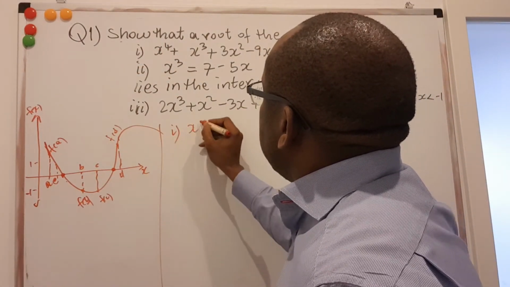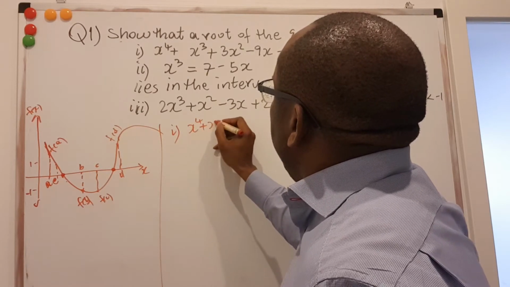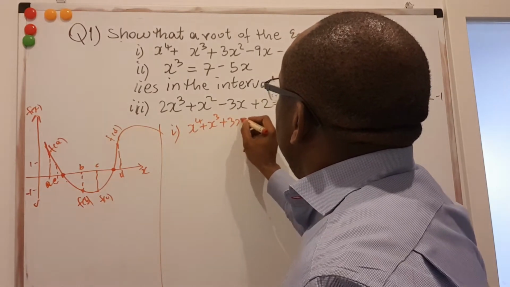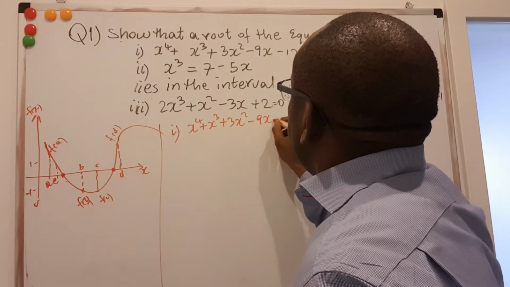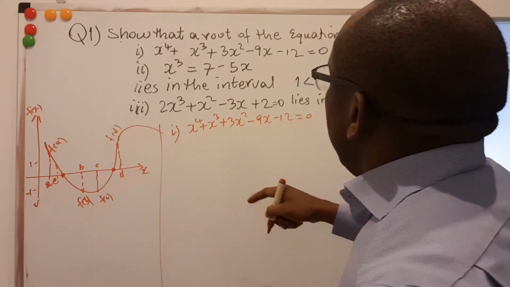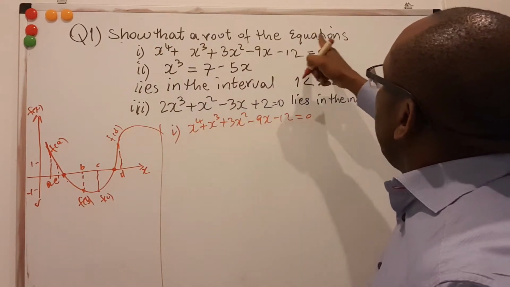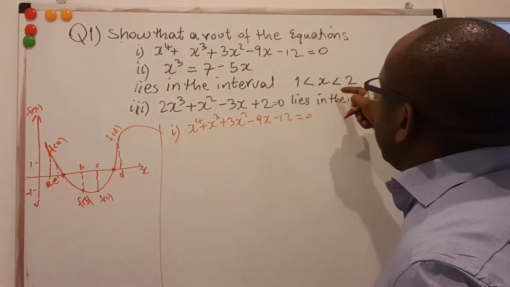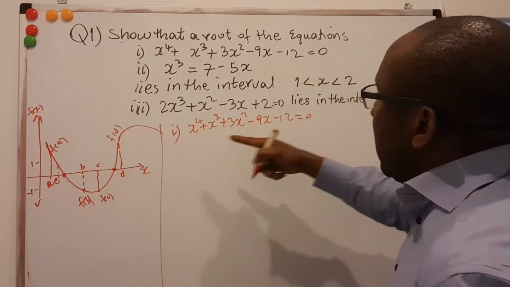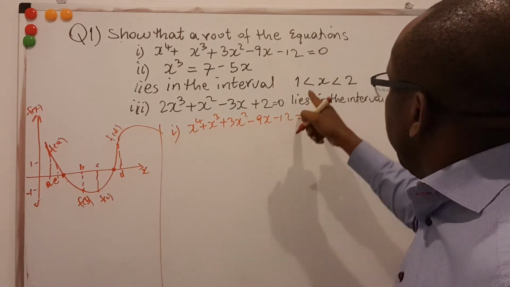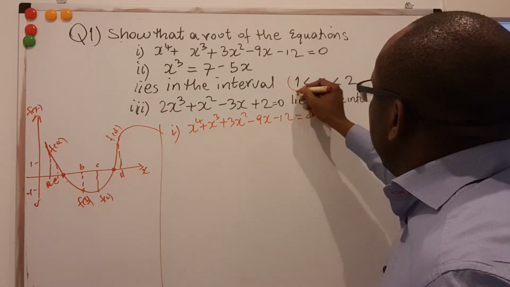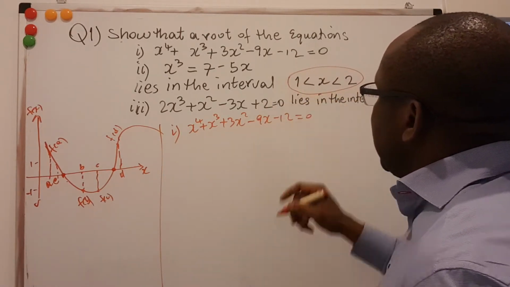So we have x to the power 4 plus x to the power 3 plus 3x squared minus 9x minus 12 is equal to 0. We're to show that a root of these equations lies in this interval. So for these two, they all have a root here. And the third one is different. So we're trying to check if a root of this equation lies in this interval.